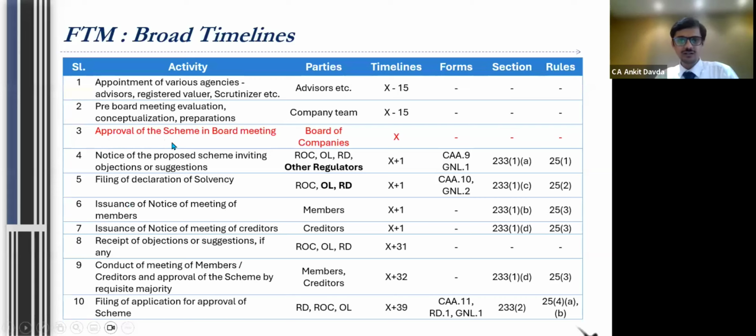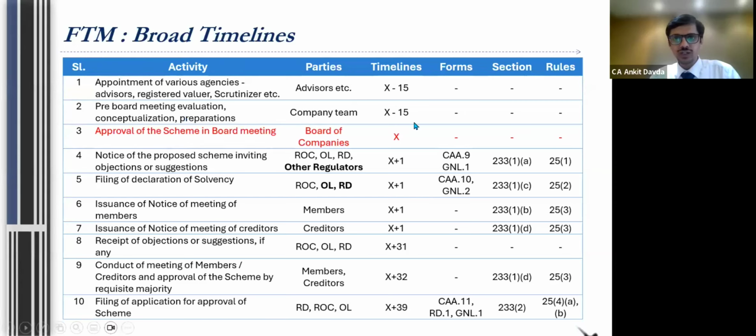Technically, summarily on a very high level, at serial number 3, the whole activity will start with approval of the scheme by the board of the companies. Whatever activities you need to undertake, first the board will have to approve it. And before that, at minus 15, we have said, maybe some evaluation, appointment of agencies, advisors, registered valuers, and preparatory work.